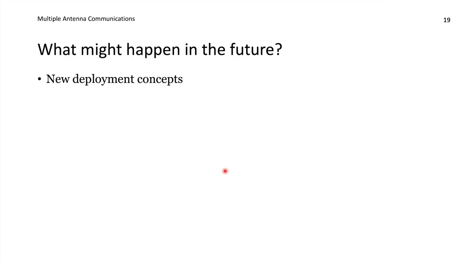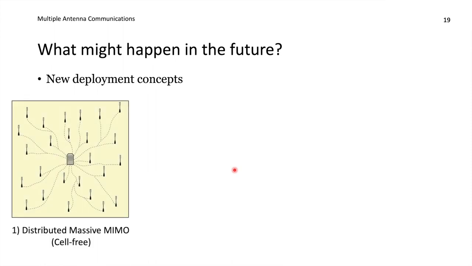So these were examples of how multiple antenna technology is being used today. And the same theory that you have learned in this course can also be applied in future wireless communication systems. And I believe that multiple antenna technology will be used even more in the future, and in particular in terms of new deployment concepts.